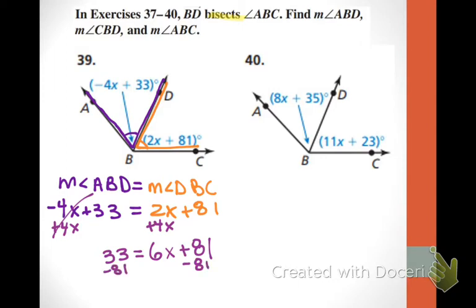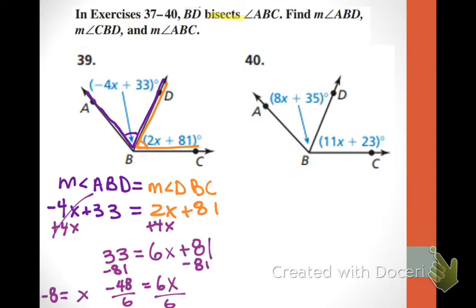Negative 81 plus 33 is negative 48. It's okay. Divide by 6. And what does x equal? Negative 8. Good. Do I circle that answer? No. I do not. What do I need to do with it?